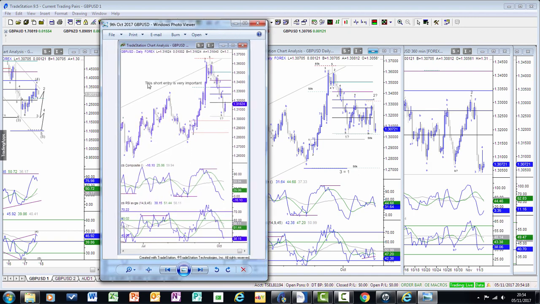I just want to share with you a chart which I captured here, just a little note to myself saying this short entry is very important here. You can see up here, this was captured on the 9th of October this year, and the market did indeed come up and only just reached that 50%. Now a 50% retracement for a second wave is very shallow in my experience, and you would certainly look to see 61.8 or even 76.4.